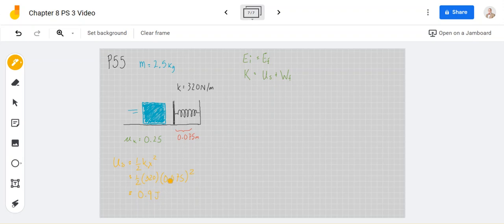Now, the question actually asks, what is the work done by the spring? In this case, this is also equal to the work done by the spring, because the work done is equal to the potential energy. So in this case, we end up with the same number, but it asks what's the work done by the spring. So that's fine.